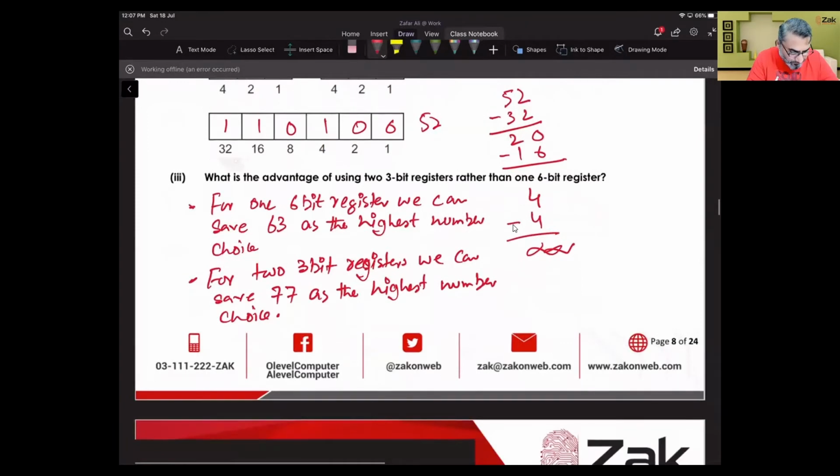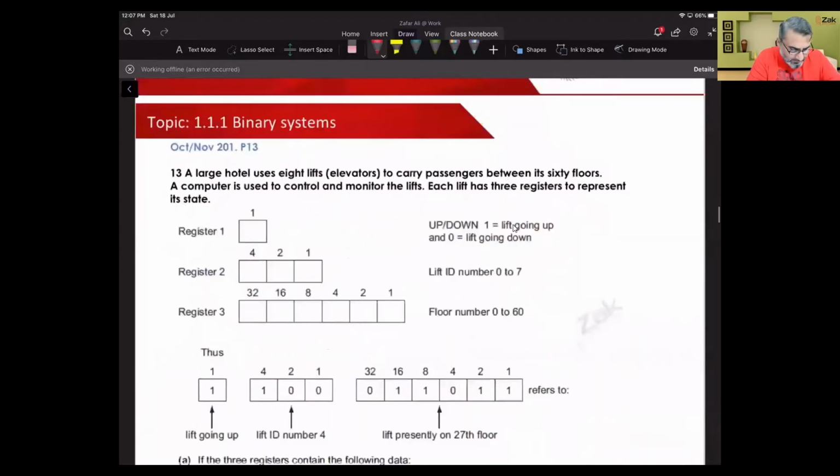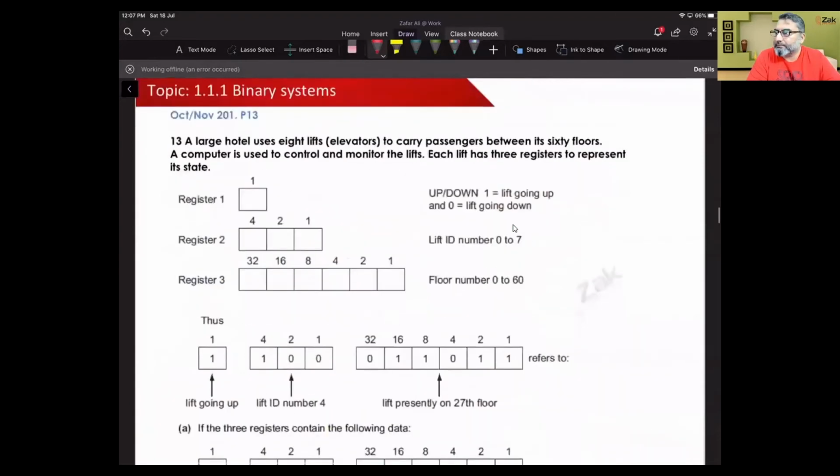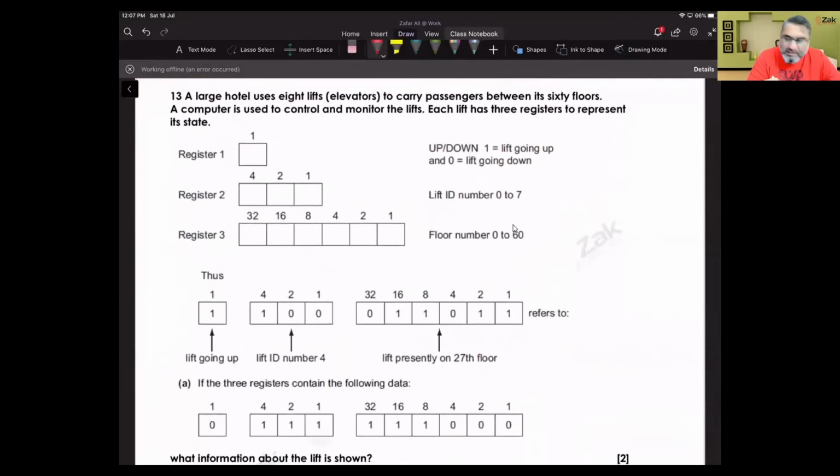Now, as we are moving on, the questions that we are having are becoming more technical. I would not say difficult, I would say technical. All right. Now, a large hotel uses 8 lifts or elevators to carry passengers between its 60 floors.